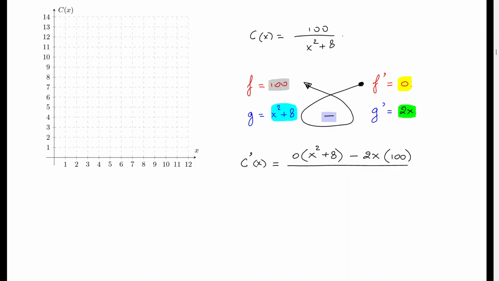Okay, so the 0 because that's the derivative of f, the x squared plus 8 because that was the original denominator. So we take the derivative of the numerator, we leave the denominator alone, then we subtract. And what about the second term? The second term is going to be the 2x, the derivative of the denominator, times the original numerator. So like I said before, the numerator and denominator take turns basically, and we have to divide by the original denominator with the square on the outside.